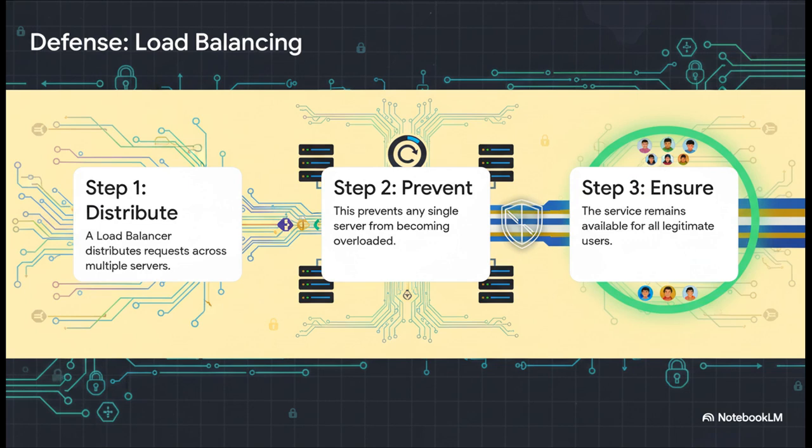Well, one of the best ways is something called load balancing. Instead of all the traffic hitting just one server, a load balancer acts like a digital traffic cop. It distributes all the requests evenly across multiple servers. This way, no single server gets overwhelmed, which ensures the service stays up and available for everyone.